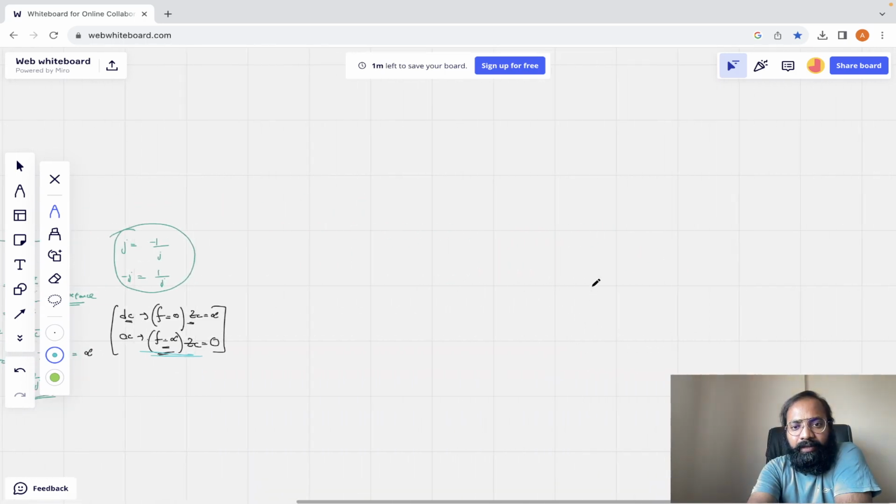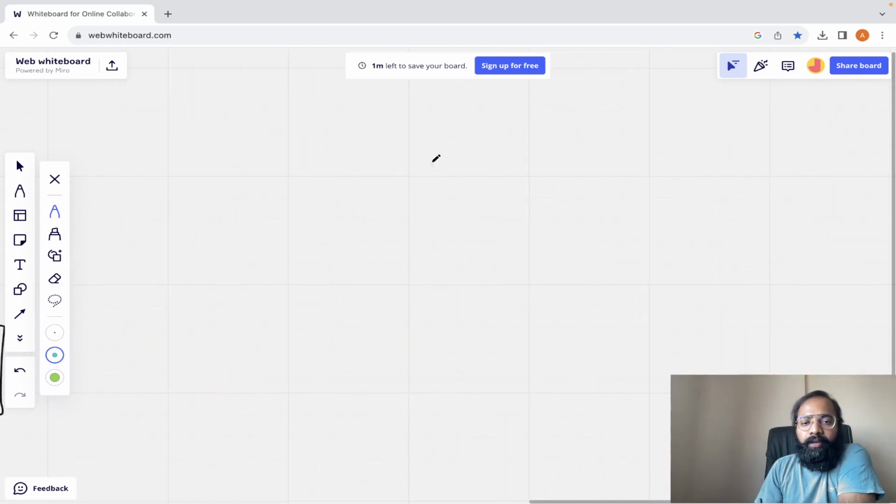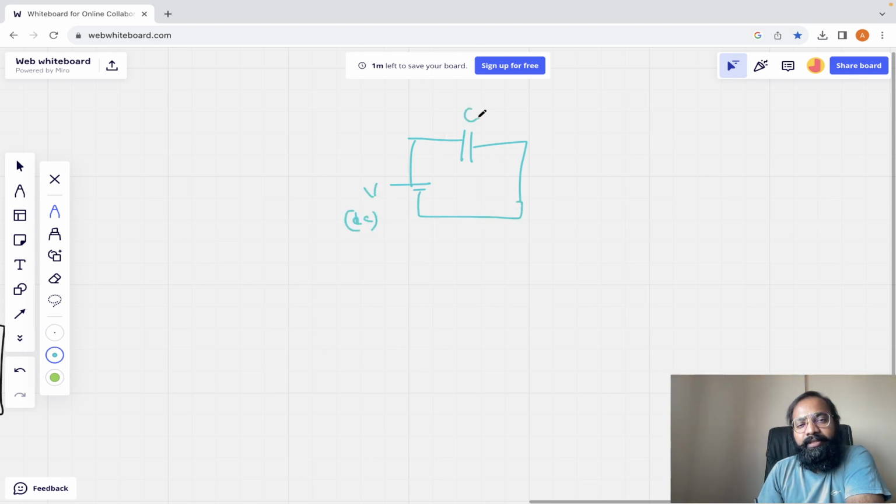And coming to the another one, if I take the capacitance connected to some DC, and it is a capacitance. Now let's take some amount of current is flowing through this one, I. Right? So now the voltage across the capacitor, let's take the VC.